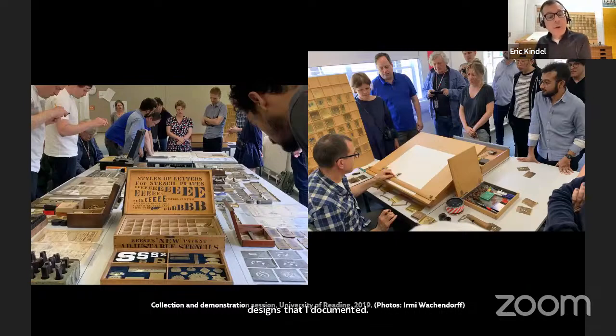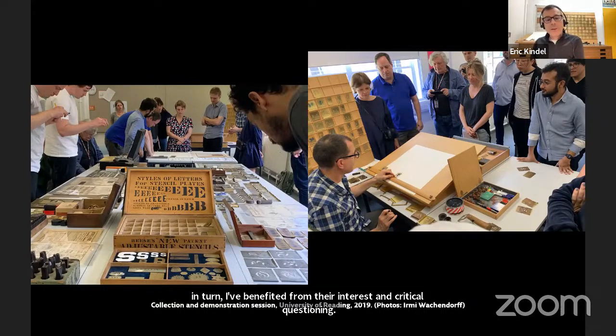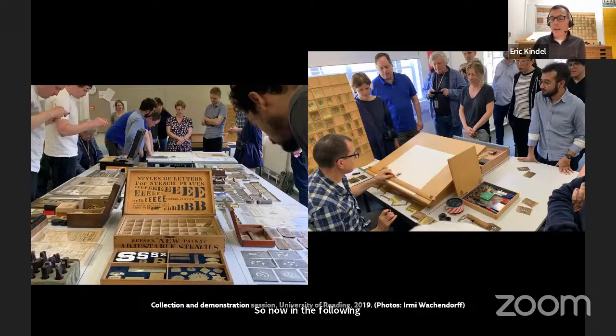At Reading, I've used the collection for teaching and demonstration, hoping to encourage in students an expanded view of stencils in their many forms and uses. And in turn, I've benefited from their interest and critical questioning. So now, in the following scenes, I'd like to do something similar, that is to say, suggest an expanded view of stencil work for its own interest, and I hope your enjoyment, but also to point to key historical markers and demonstrate some of its themes.